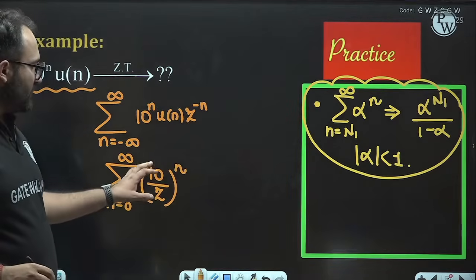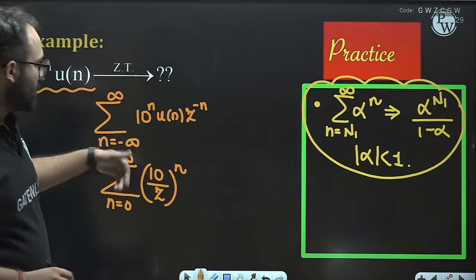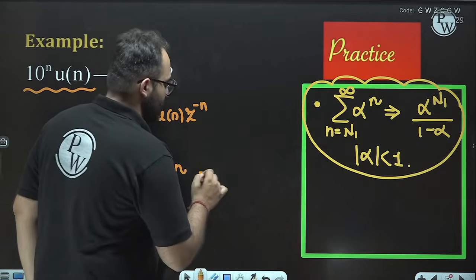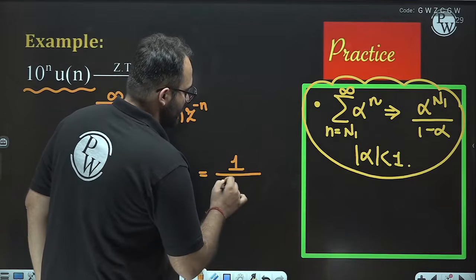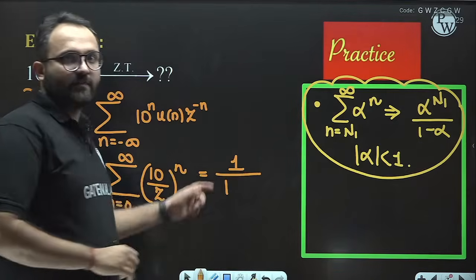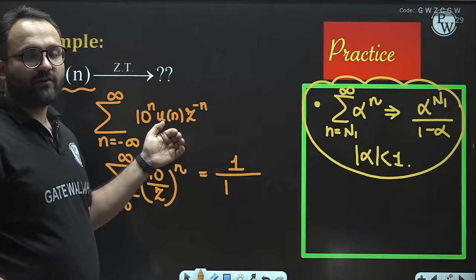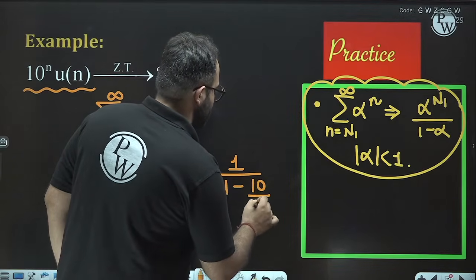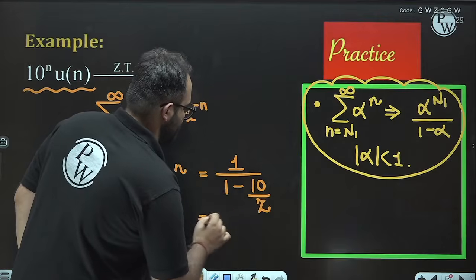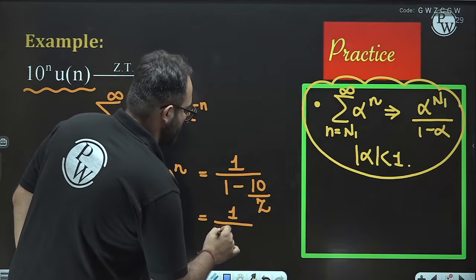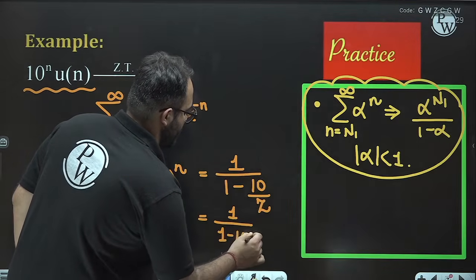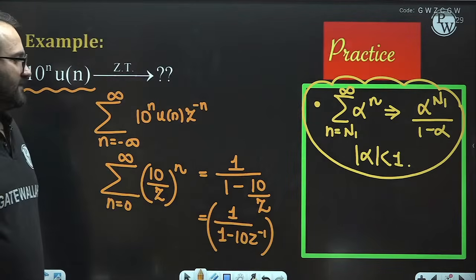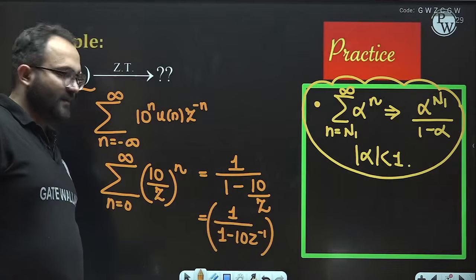So here this is alpha, and the starting point is 0. So the summation will be alpha to power 0 upon 1 minus alpha, right? Alpha to power 0 is 1. So 1 upon 1 minus alpha, that is 1 upon 1 minus 10 upon z. So 1 upon 1 minus 10 Z inverse is the Z transform.